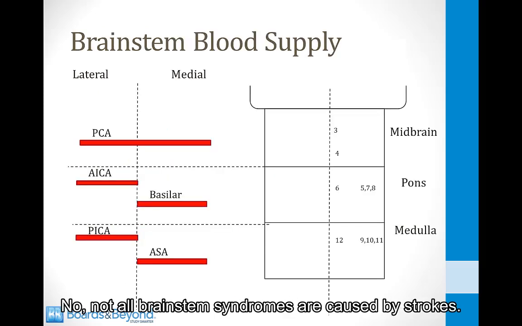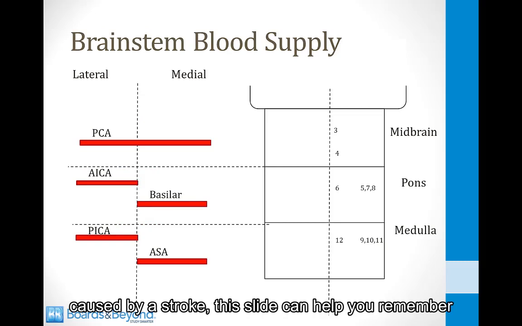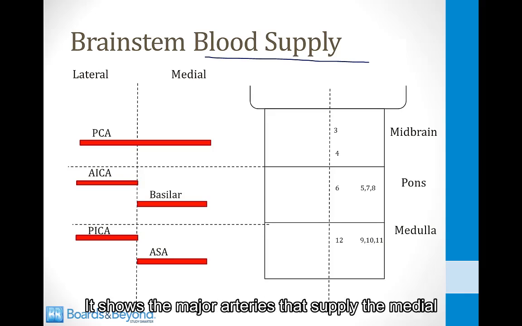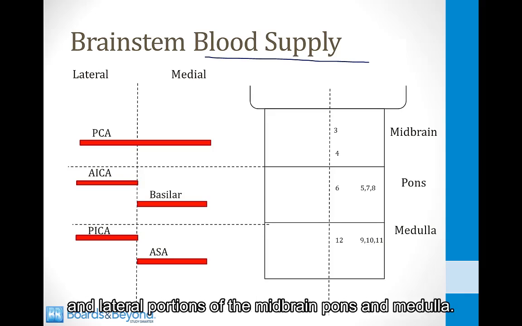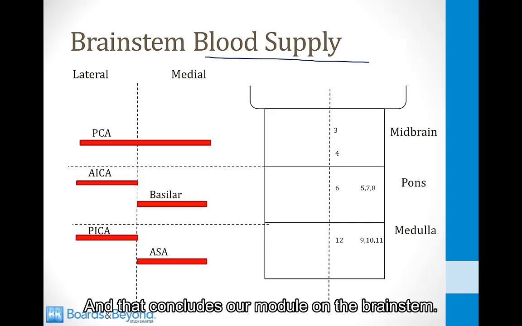Now, not all brainstem syndromes are caused by strokes. Some are caused by tumors, but if you do see one caused by a stroke, this slide can help you remember the blood supply. It shows the major arteries that supply the medial and lateral portions of the midbrain, pons, and medulla. And that concludes our module on the brainstem.